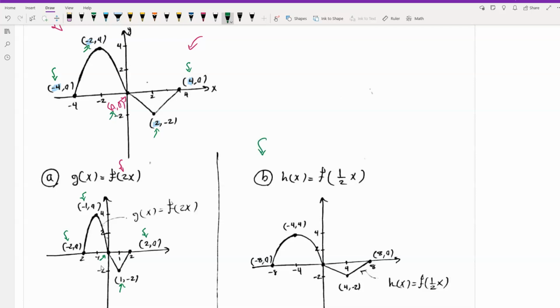Then what we have here on the right side is h of x, that is equal to f of 1 over 2 times x, and here in this case c is 1 over 2, and that is between 0 and 1. So use the points that we have for the x-axis from the one that is given here on top.